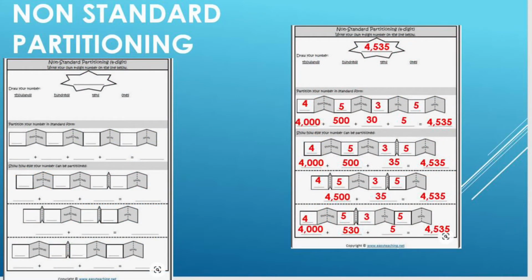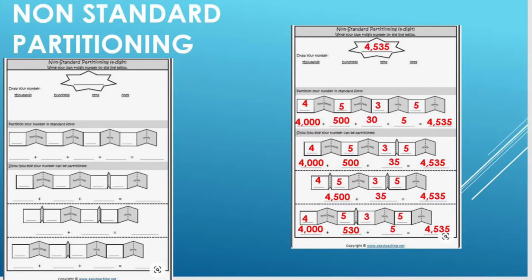So another way that we can use place value is through non-standard partitioning of a number. So we see a blank template there on the left. On the right, I've added the number 4,535 as an example. So I can break that into regular expanded form in that first part where I have 4,000 plus 500 plus 30 plus 5.